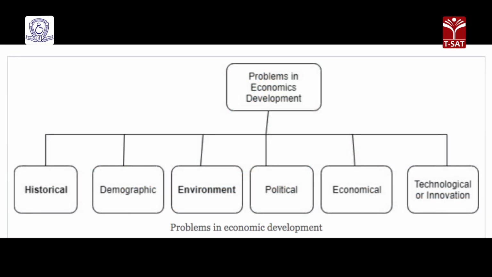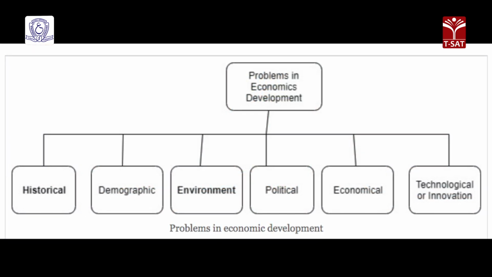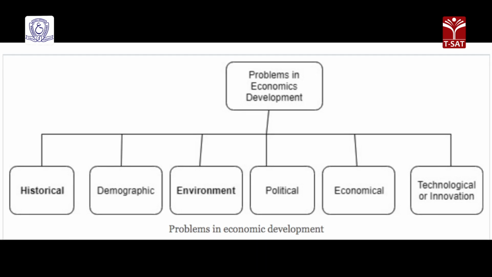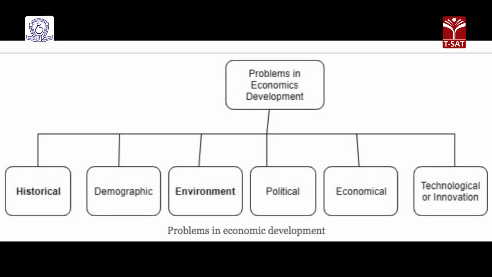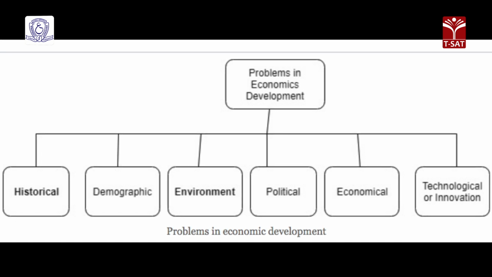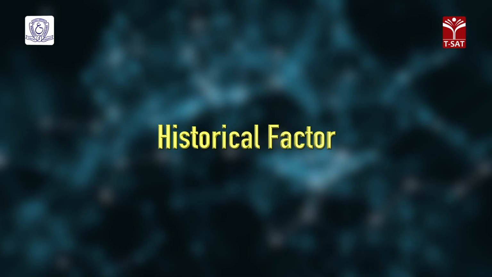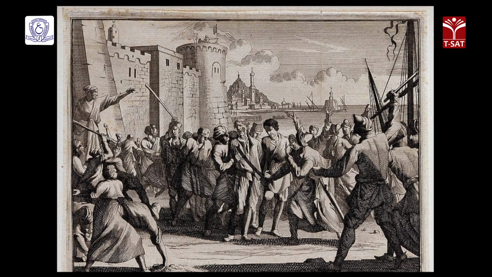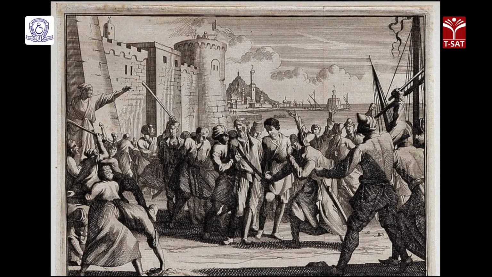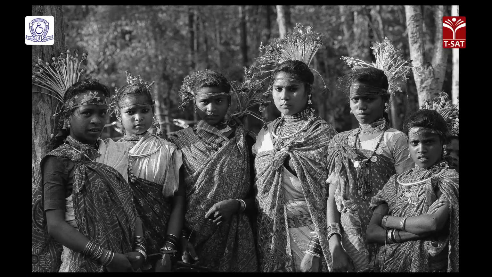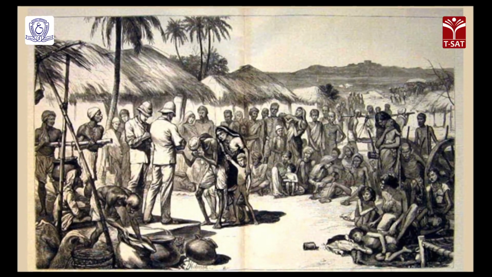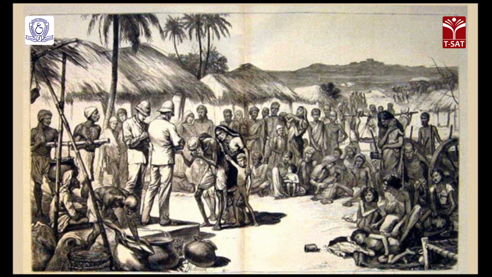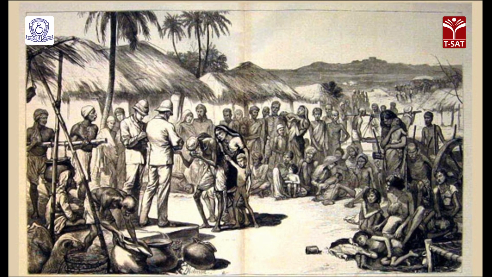So let me discuss the problems in economic development. There are many problems in economic development, such as historical, demographic, environmental, political, economic and technological or innovation factors. The first factor is the historical factor. Some cultures are against materialism. For example, even today, tribal people in India do not believe in a materialistic society. Colonial loot is also a factor behind the backwardness of a country. For example, in India, it happened so.